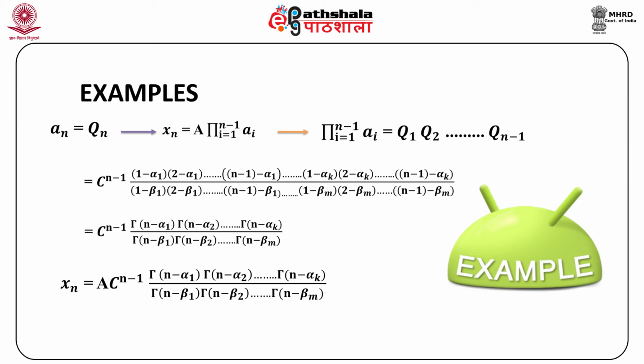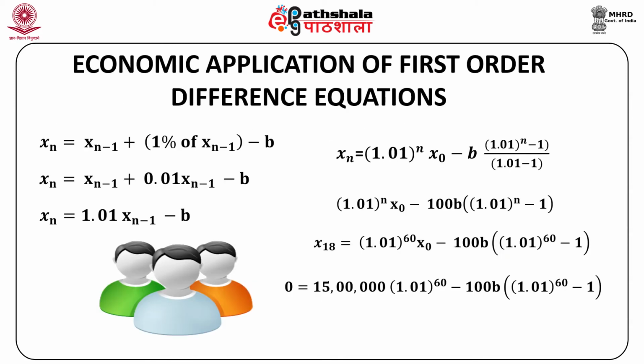Hence the solution xn is equal to a c raised to the power of n minus 1 into Γ(n minus alpha 1) Γ(n minus alpha 2) right up to Γ(n minus alpha k) divided by Γ(n minus beta 1) Γ(n minus beta 2) right up to Γ(n minus beta m), where a is an arbitrary constant. Now we will be discussing the economic application of first order difference equations.